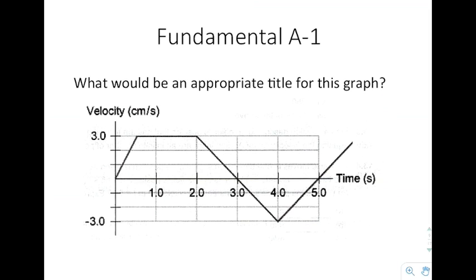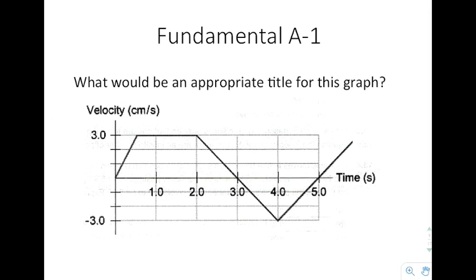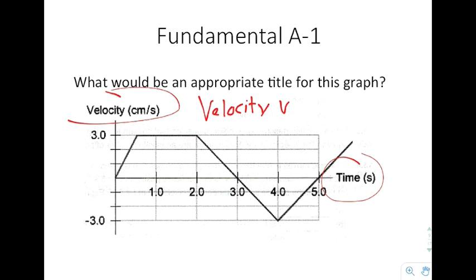Okay, so now, in this particular question, it says, what would be an appropriate title for this graph? Remember, we title our graphs with the dependent and independent variables. So we want to make sure we follow the same format for every single one here. So we want to say, okay, what is my dependent variable? And it's velocity. Versus, what's my independent variable? That's the one on the x-axis, which in this case is time.